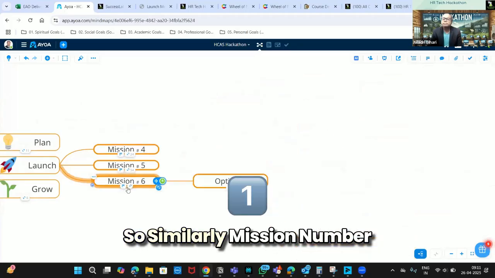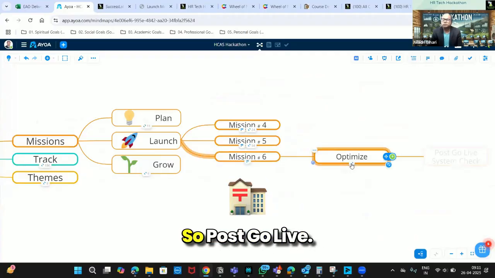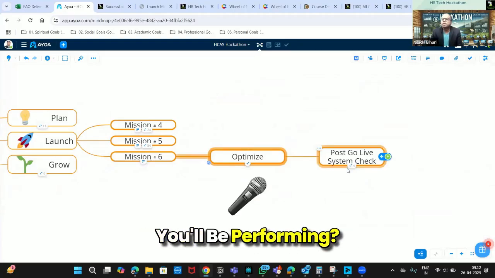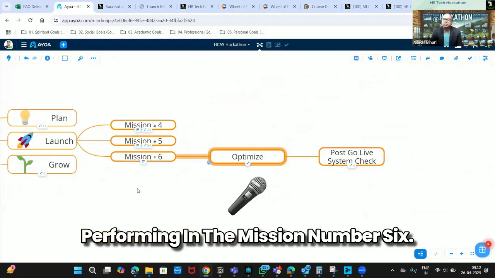Similarly, mission number 6 is all about optimization. So post go-live, how do you support? How do you check your system? What are the key things you will be performing? So some of the key activities we will be performing in mission number 6.